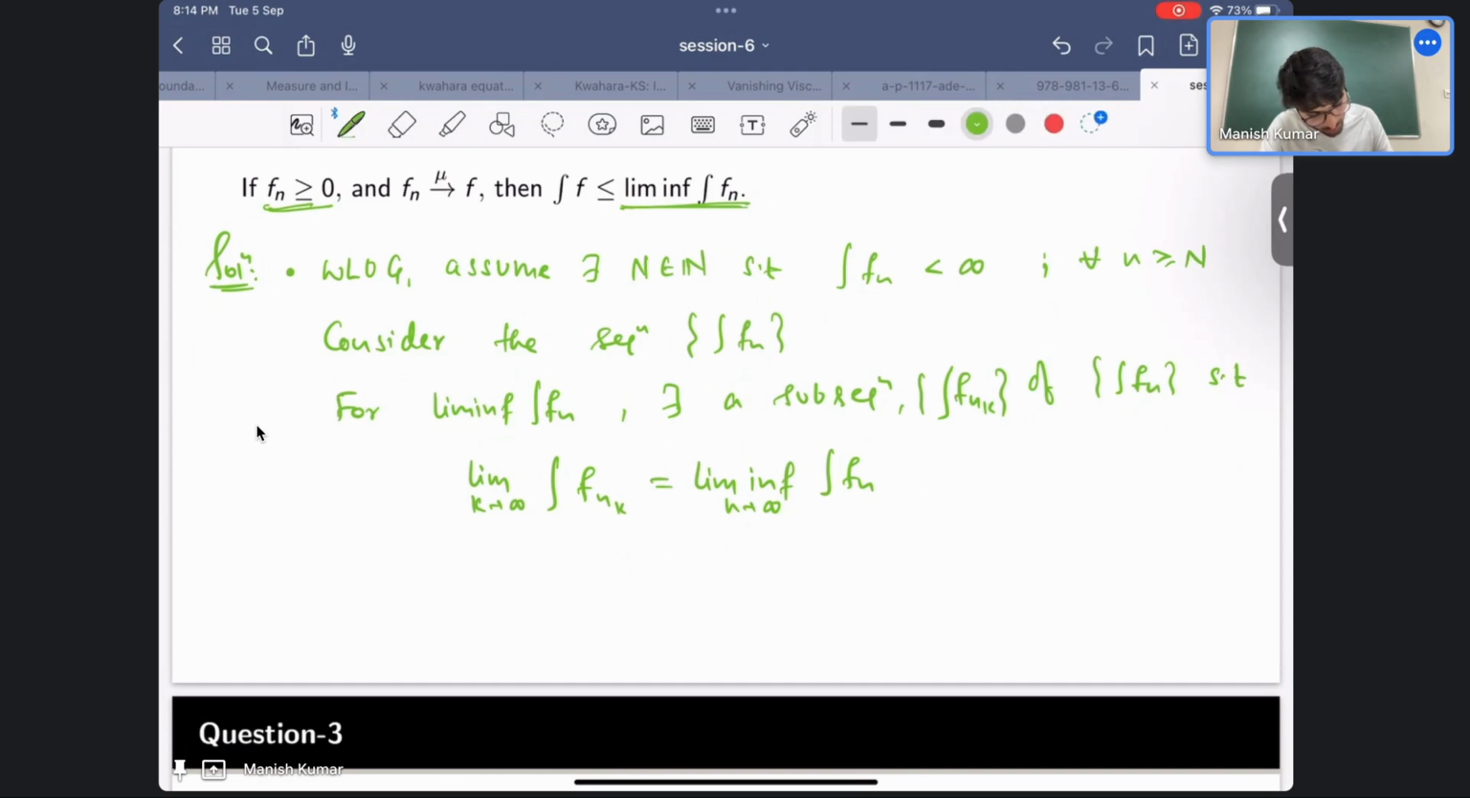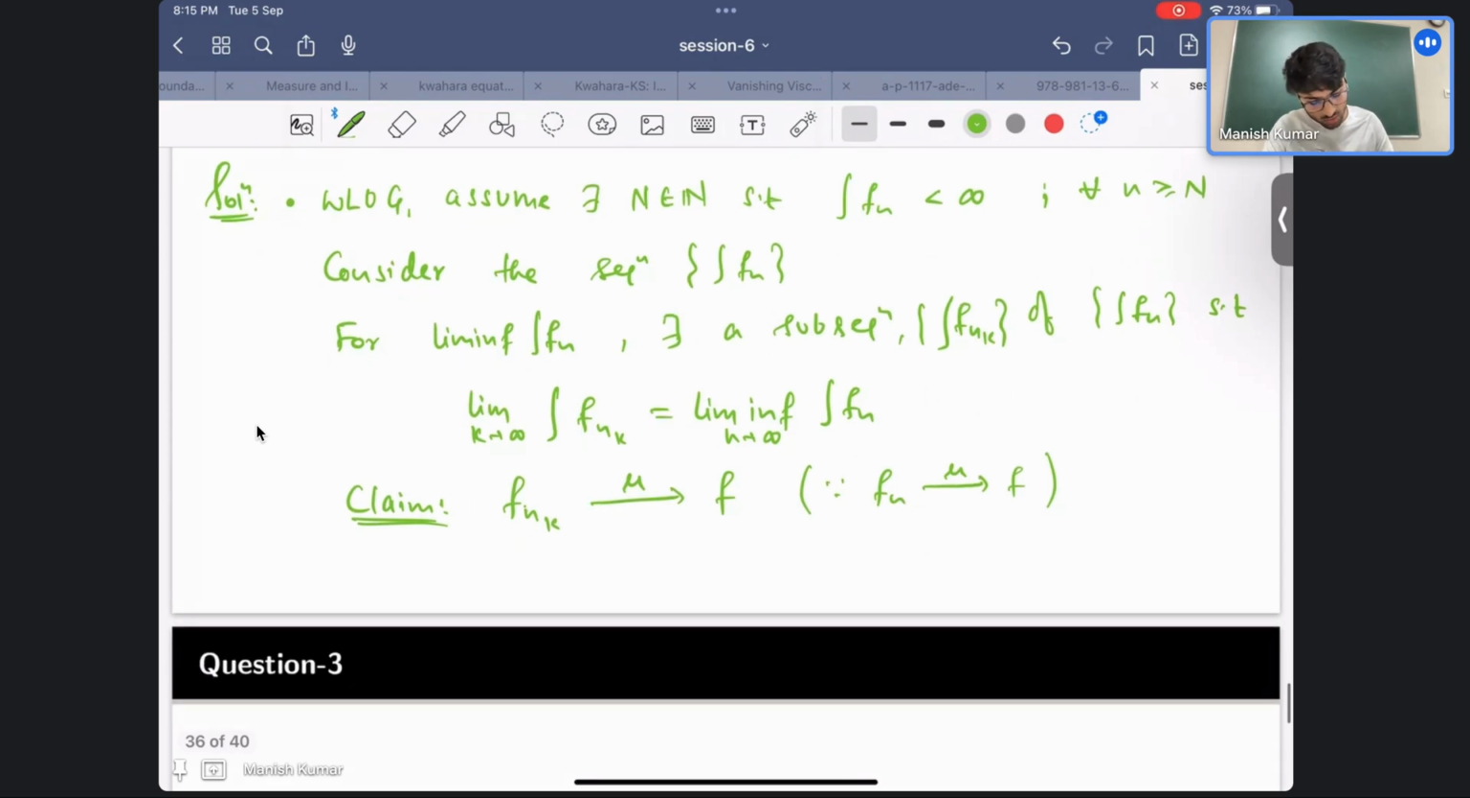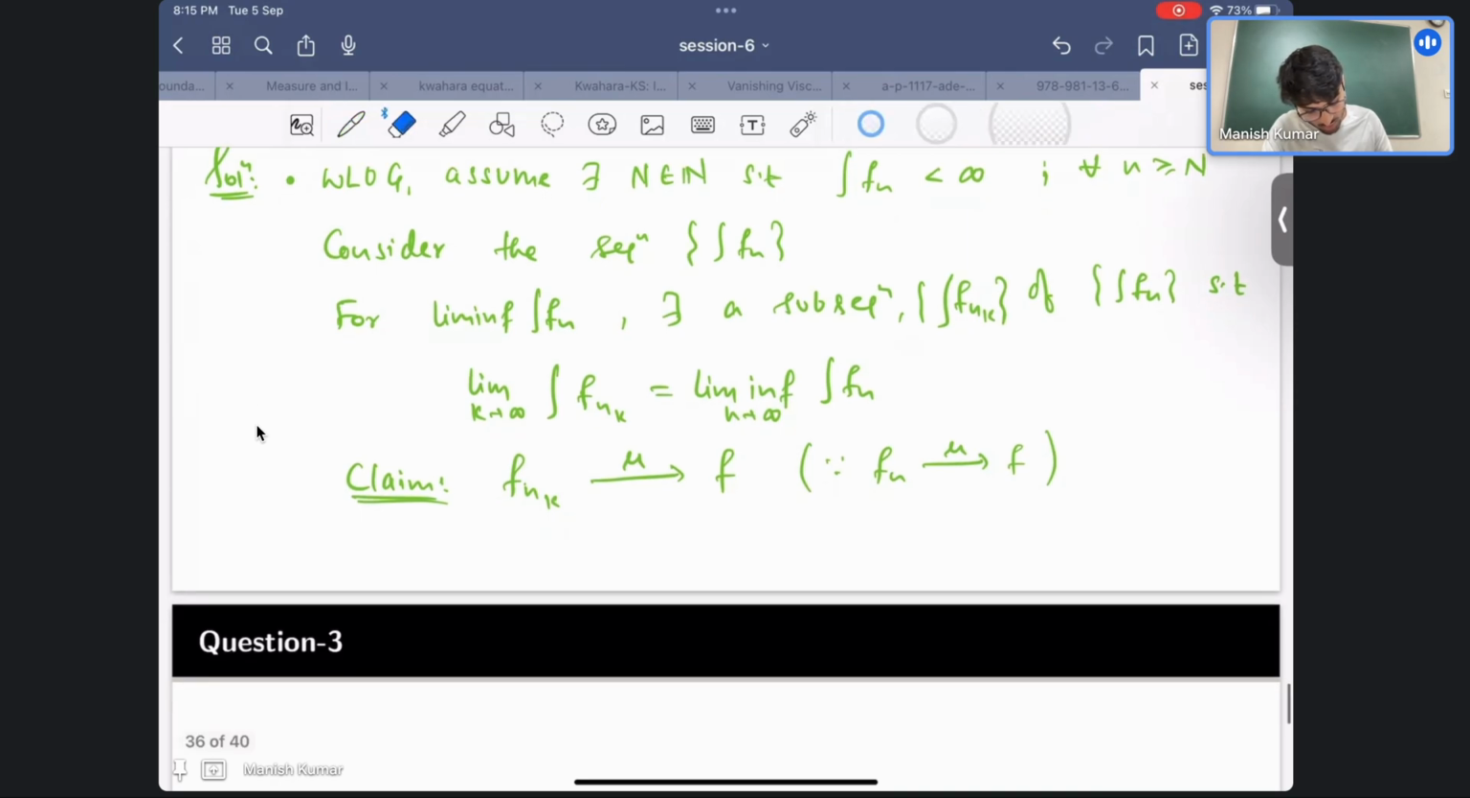Now this f_{n_k} converges to f in measure. Why? This you have to prove, so this is a claim. Maybe you can check this by yourself. The claim is that f_{n_k} converges to f in measure, and the reason is that you have to use the fact that fn converges to f in measure. You just use the definition and you will get this. So assume that this claim is true, and you can check this.